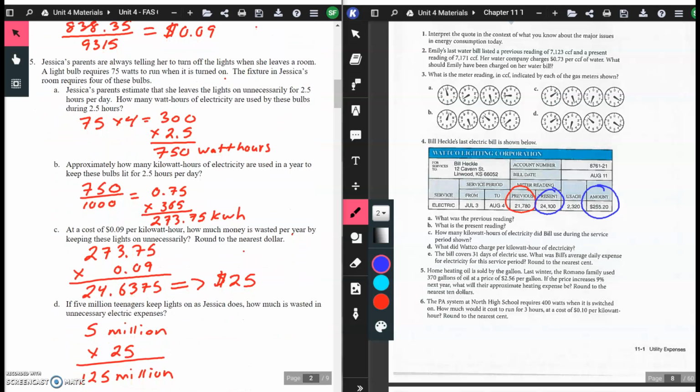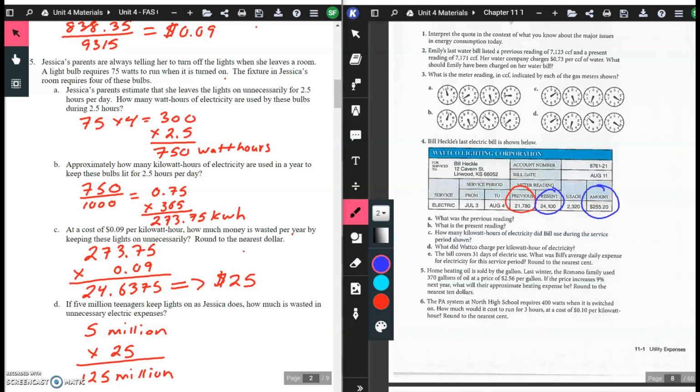Number 5. Jessica's parents are always telling her to turn off the lights when she leaves the room. A light bulb requires 75 watts to run when it is turned on. The fixture in Jessica's room requires 4 of these bulbs. Jessica's parents estimate that she leaves the lights on unnecessarily for 2.5 hours per day. How many watt hours of electricity are used by these bulbs during 2.5 hours?